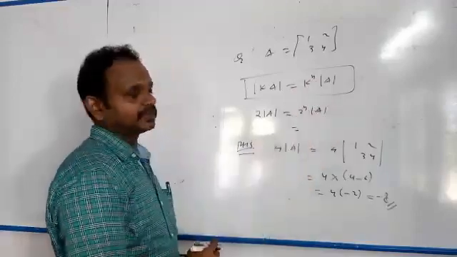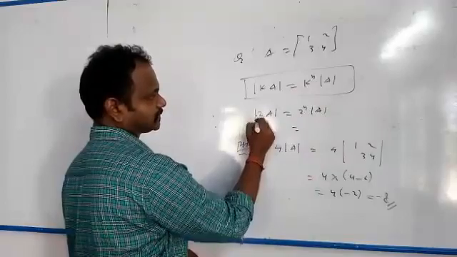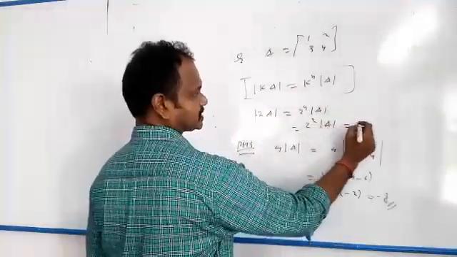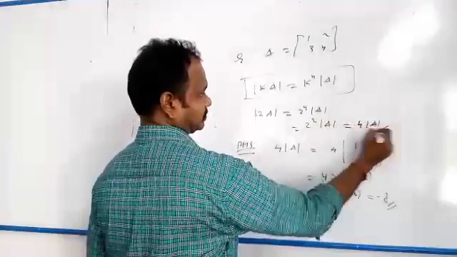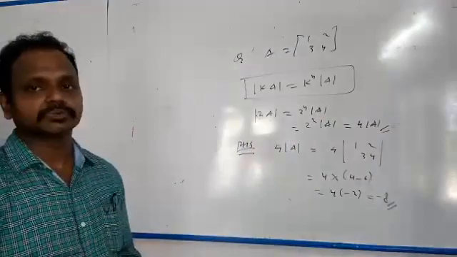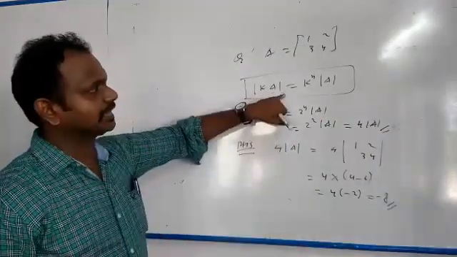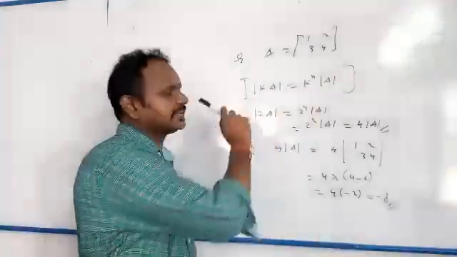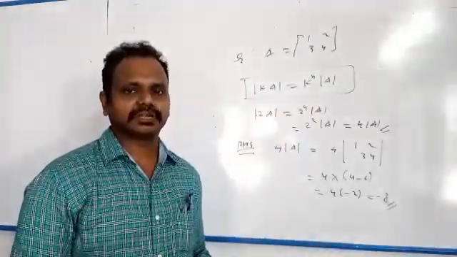So what is 2 power n? 2 squared into determinant of A, that is equal to 4 into determinant of A. So from the given example we can say that determinant of KA is equal to K raised to the power n into determinant of A. And what is n here? n is the order of the given matrix.